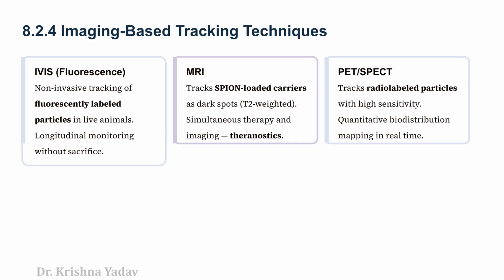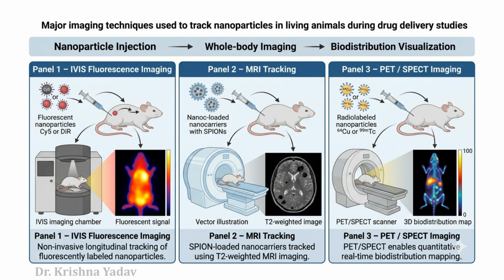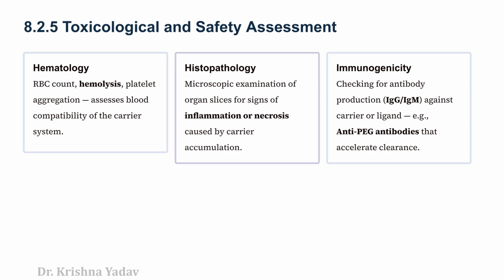IVIS uses fluorescence. MRI tracks SPION-loaded carriers. PET/SPECT uses radio-labeled particles for quantitative, real-time biodistribution. This slide visually summarizes the three main imaging techniques for in vivo tracking: IVIS, MRI, and PET/SPECT, highlighting how each method monitors nanoparticle localization. The final aspect is toxicological and safety assessment.